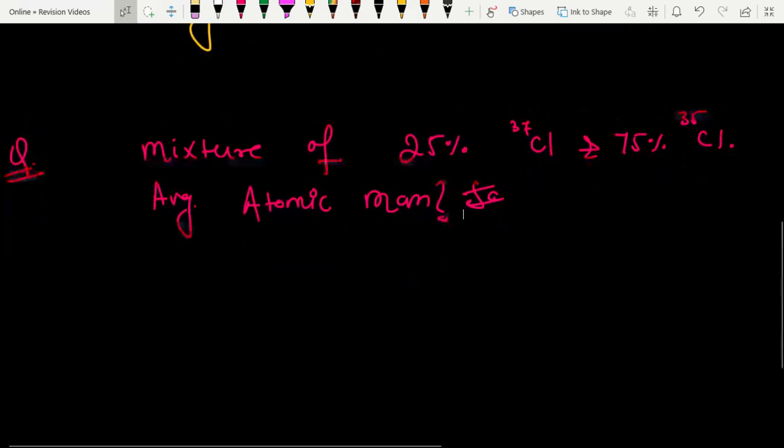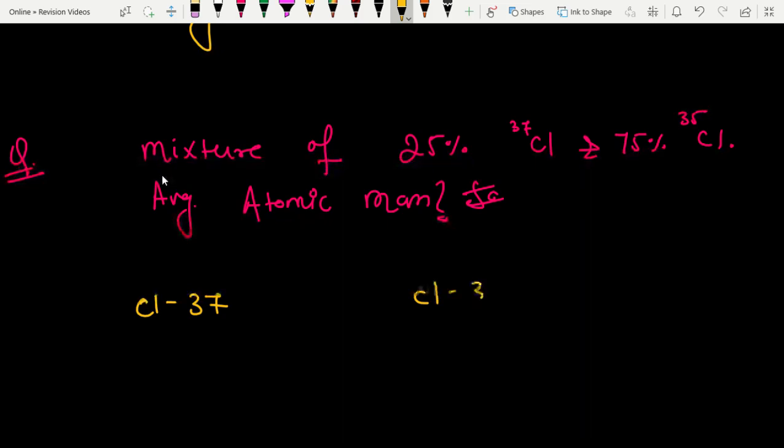To calculate the average atomic mass, we'll write both the samples down over here. Chlorine-37 is in this mixture, and chlorine-35 is also in the mixture. The first thing we do is calculate the moles of the substance. Molar mass is the mass of 1 mole of substance, so it is not going to change. It will always remain the same, no matter how much sample you take into consideration.